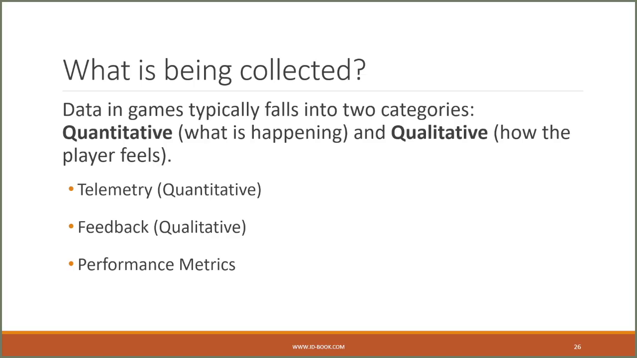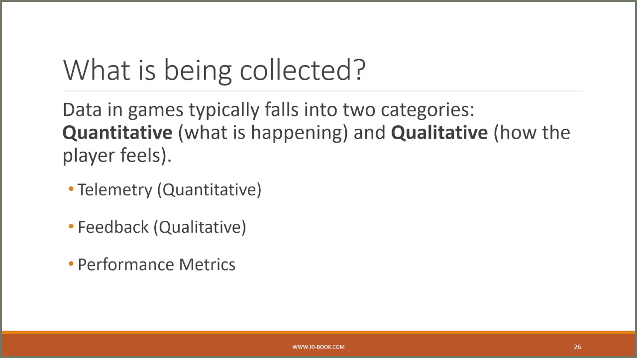In games, we are collecting data. There are two different main categories of data that we collect. The first one is quantitative, which is what is happening, and then qualitative, how the player feels. Telemetry is the quantitative part of it. Feedback is the qualitative section of the data that we are collecting. And then we also have the performance metrics. I'm going to talk about each one of them.